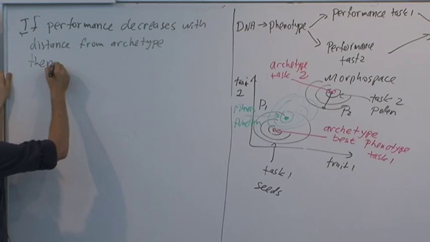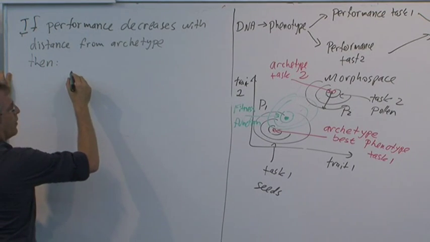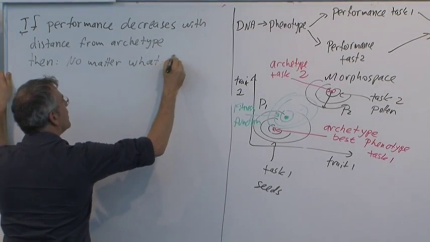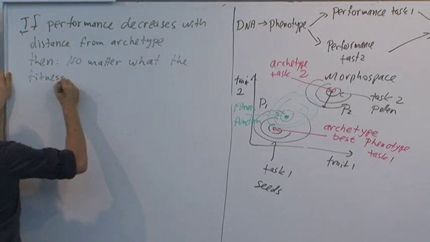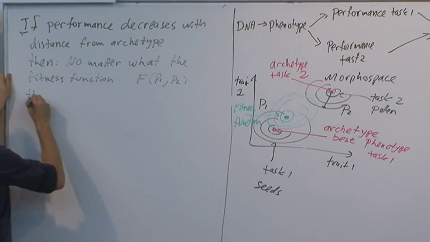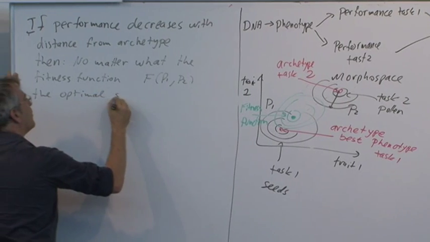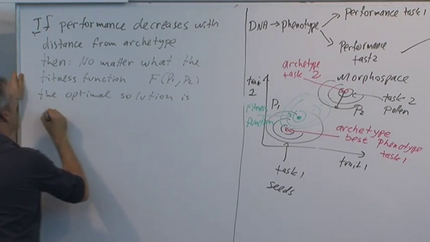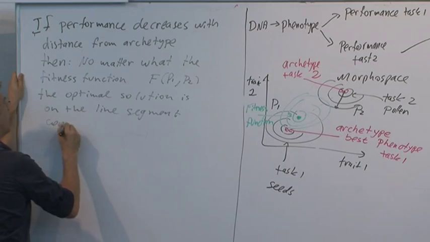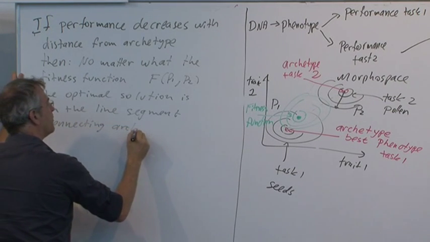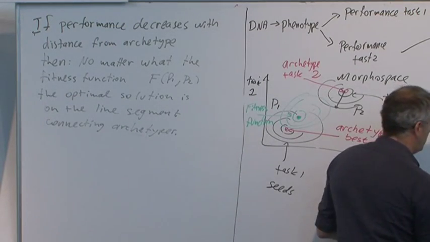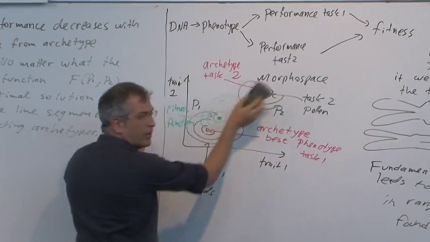Then no matter what the shape, what the fitness function, as long as it's an increasing function of performances, the optimal solution is on the line segment connecting the archetypes. So I'm going to tell you what I mean right now. I'm going to erase this, okay?